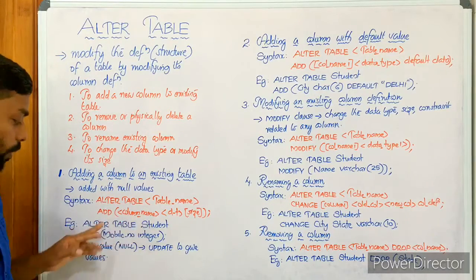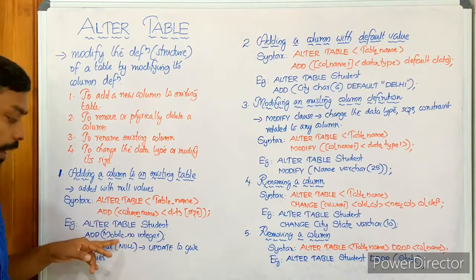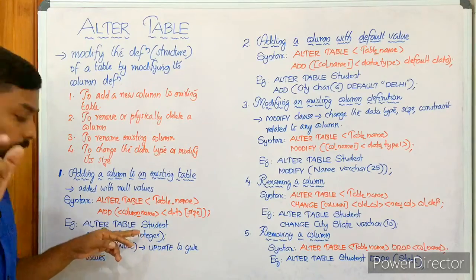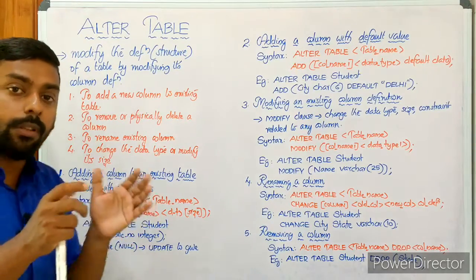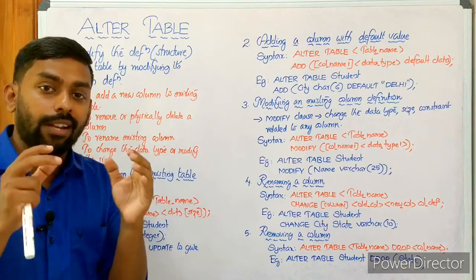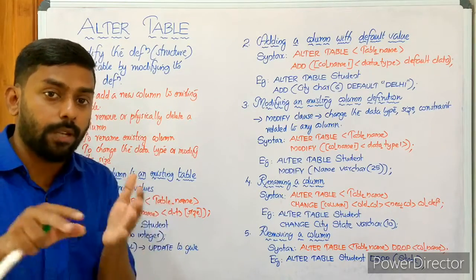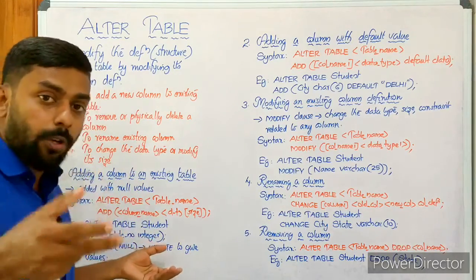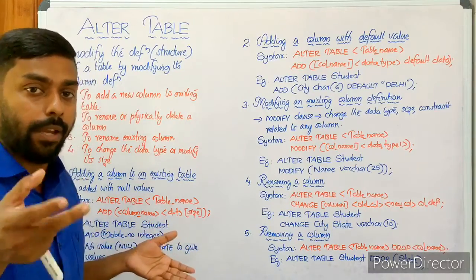First we have seen adding a new column. Example: alter table student, add mobile number integer. Mobile number is a new column name, integer is the data type. At that time there will not be any value assigned; it contains null value for all the tuples. If you want to provide values, you have to use the DML command update.